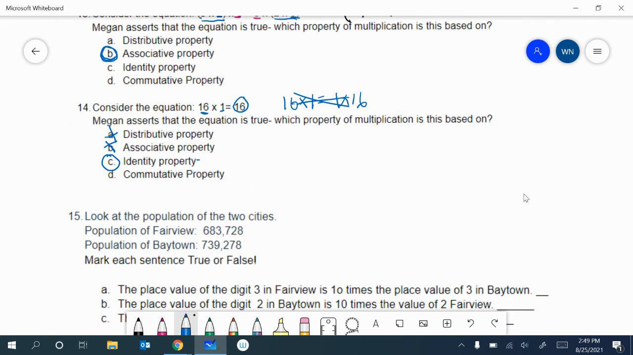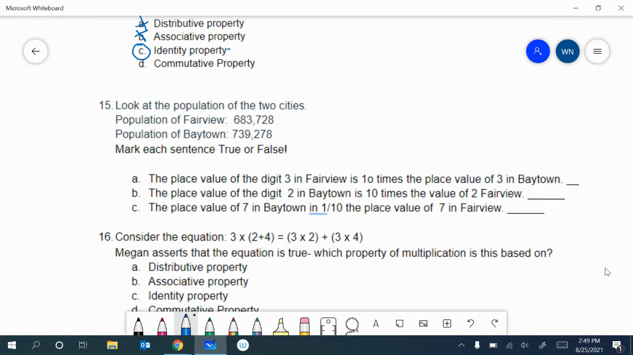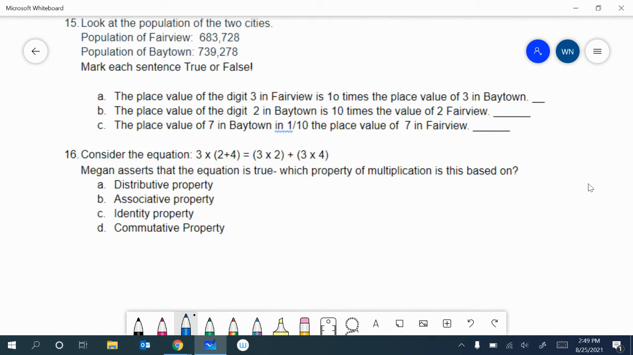Number 15. I'm actually going to skip to number 16. We'll come back to number 15. Consider the equation 3 times 2 plus 4 equals 3 times 2 plus 3 times 4. So for this one, what property? As you can see, there are 2 sets of parentheses, and the 3 has been given to the 2 in this one, and the 3 has been given to the 4 in this one. So that 3 has been distributed to the 2 and the 4. That tells me that it is the distributive property.